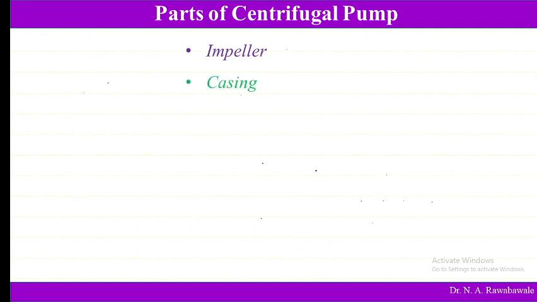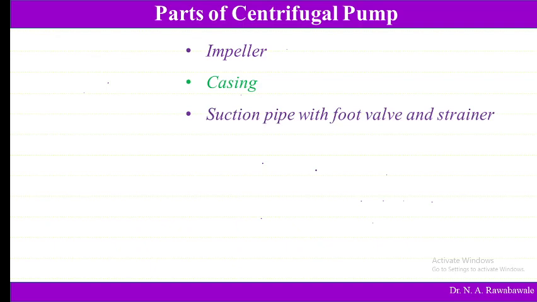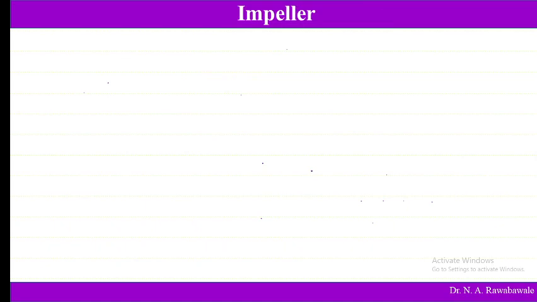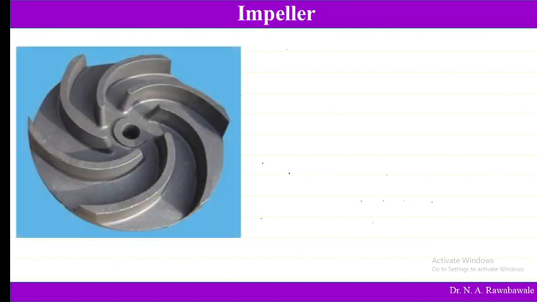Third part is known as a suction pipe with foot valve and strainer, and fourth part is known as a delivery pipe. We will study one by one what impeller is, casing is, suction pipe and delivery pipe. Now very first, this is an impeller. So what is this impeller?